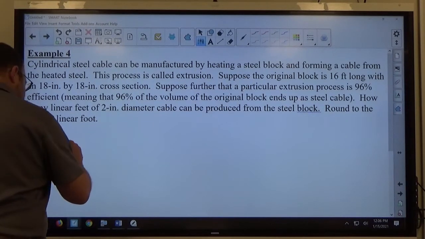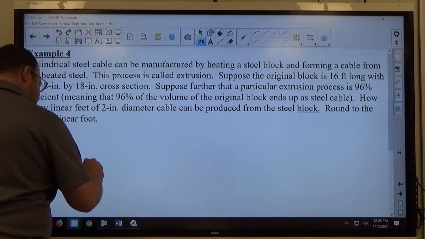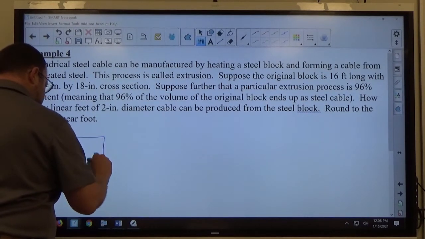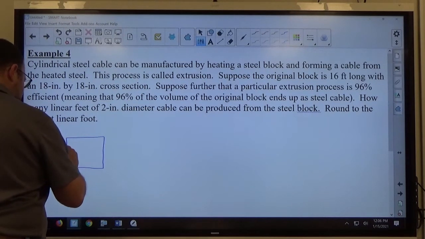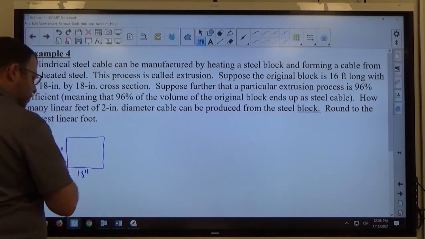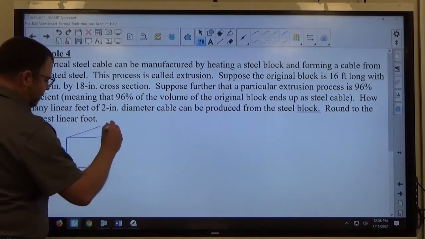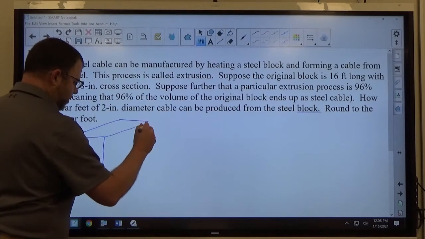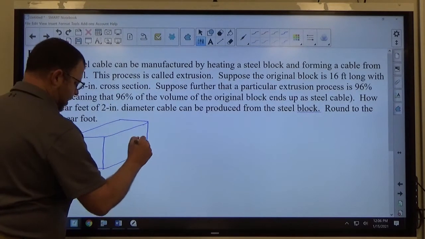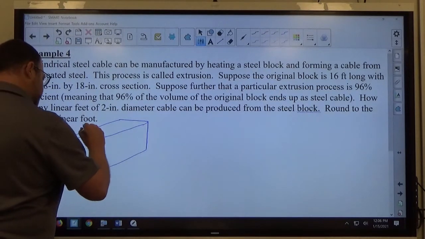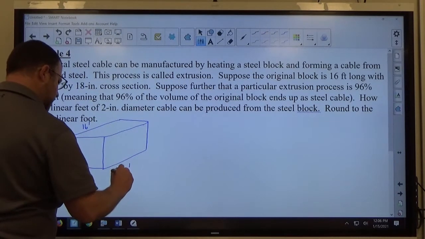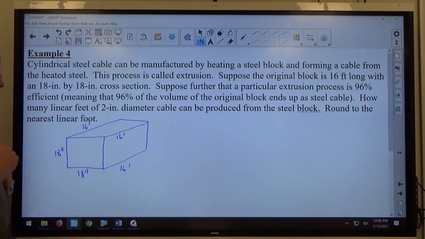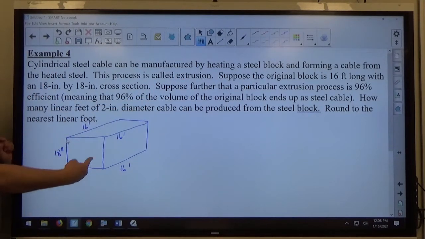So if you consider this block of steel, it's 18 inches by 18 inches on the base, and it extends for 16 feet. Like so. This is 16 feet here. Take your pick which one of these 16 feet you want to go with. So, we have a square block that goes back 16 feet. And notice 18 inches, 16 feet.